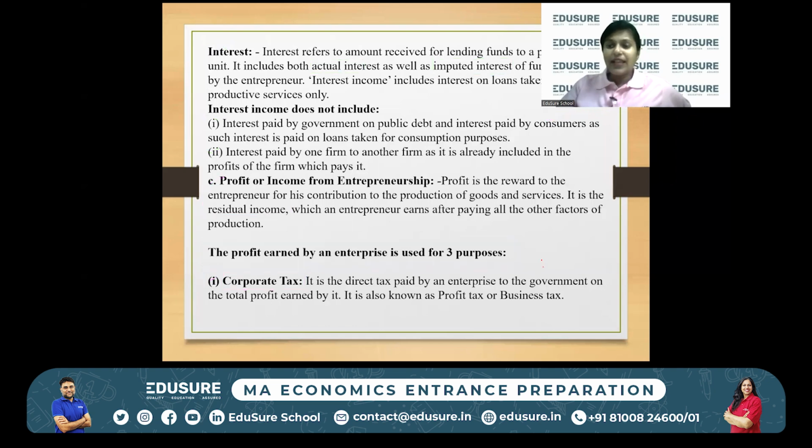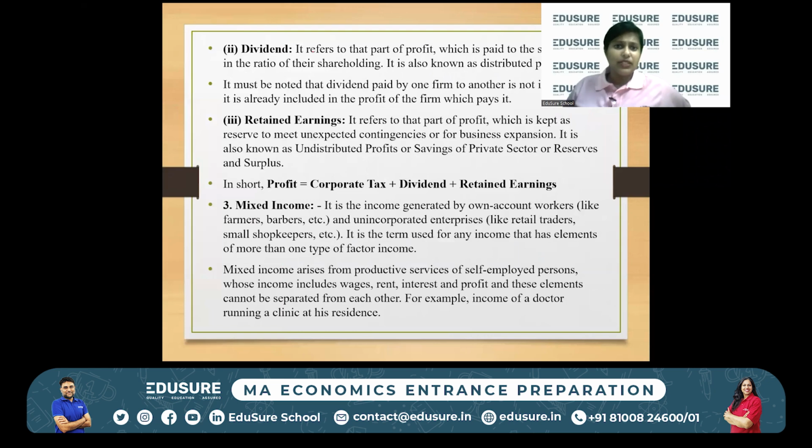On the profit, the tax that you pay is still included in national income. Dividend, that part of profit which is given to shareholders, is included. And then retained earnings: some part of the profit which companies don't give out to anybody. They just keep it for themselves so that they can reinvest it later. So that's also called undistributed profits or savings. So retained earnings are also included.